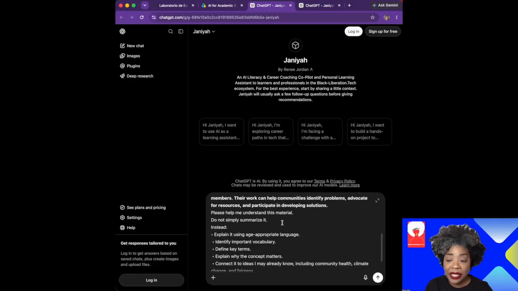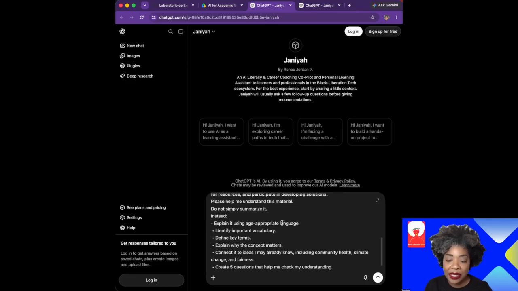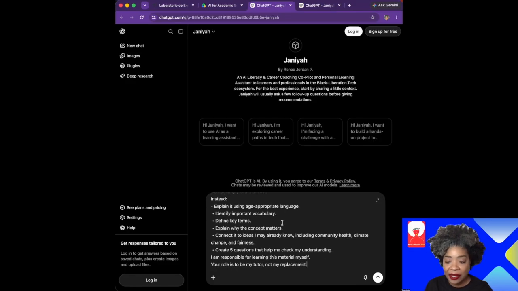Please help me understand this material. Do not simply summarize it. Instead, explain it using age-appropriate language, identify important vocabulary, define key terms, explain why the concept matters, connect it to ideas I may already know, including community health, climate change, and fairness. Create 5 questions that help me check my understanding. I'm responsible for learning this material myself. Your role is to be my tutor, not my replacement.